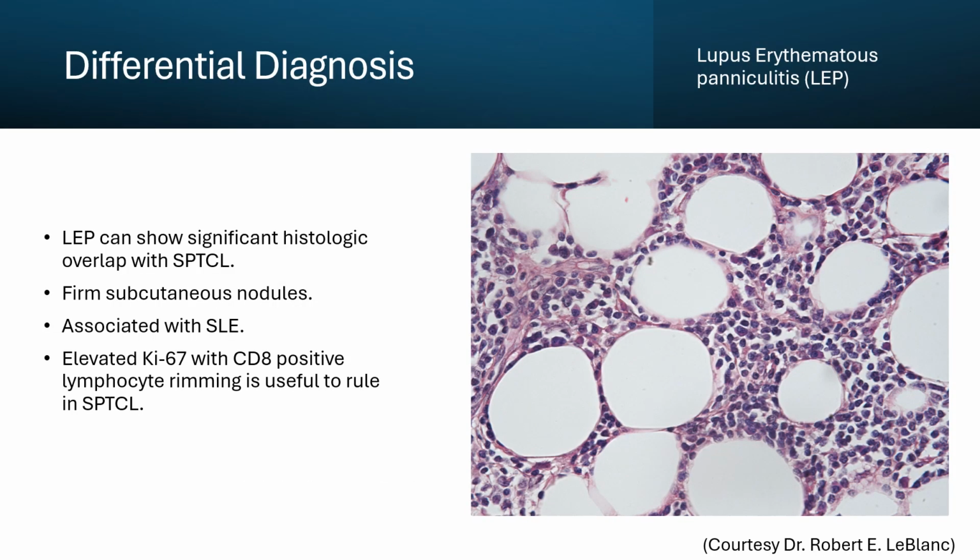Differential diagnoses include lupus erythematosus panniculitis, or LEP. It can show significant overlap with SPTCL. It has firm cutaneous nodule involvement and is associated with systemic lupus erythematosus. So we have to check laboratory findings to correlate clinically in differentiating SPTCL from LEP. Elevated Ki67 with CD8 positivity and lymphocytic rimming are useful features to rule in SPTCL.